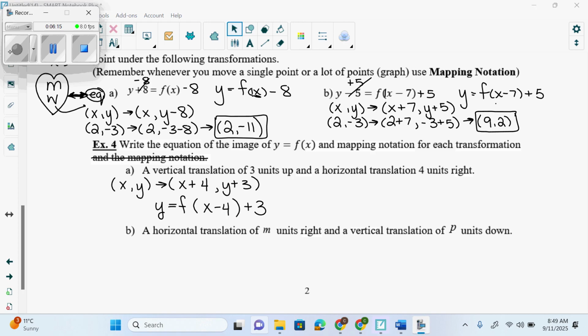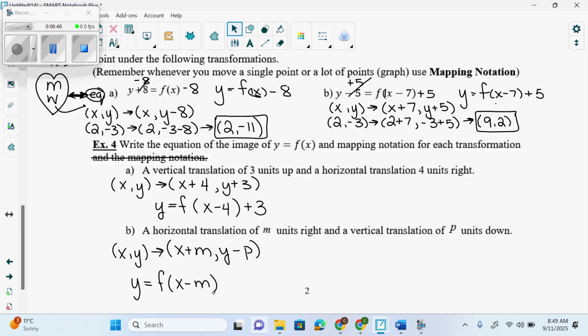So our mapping, horizontal translation, M units right. Mapping in words is the same, so I'm going to have to add M. Vertical translation, P units down. I'm going to have to subtract P. When I go from words or mapping to the equation, my X's flip. So instead of X plus M, I'm actually going to get X minus M. Can you see how it could be slightly confusing, when you keep and when you switch, because it looks kind of the same but they're totally not the same.